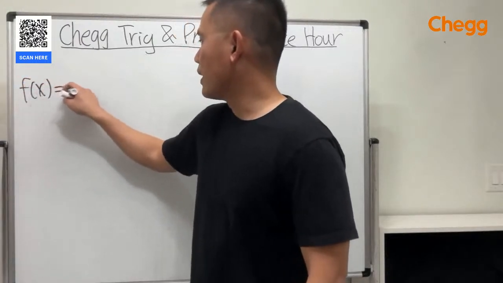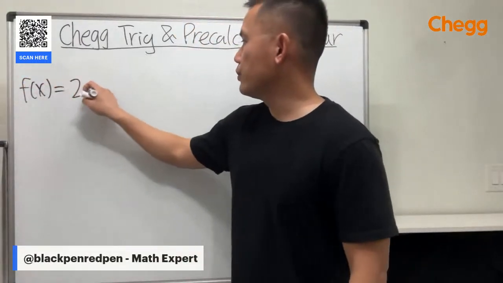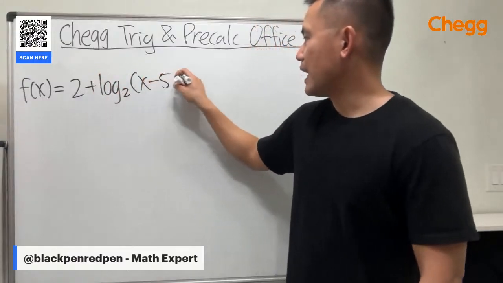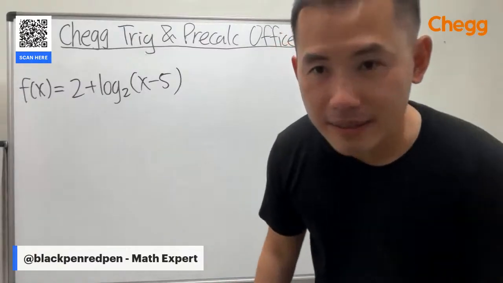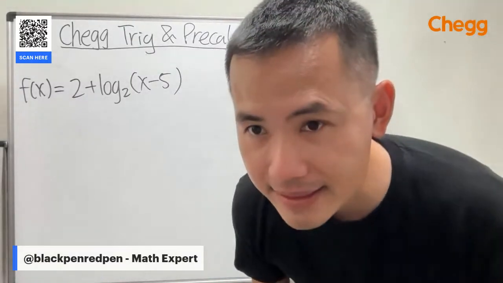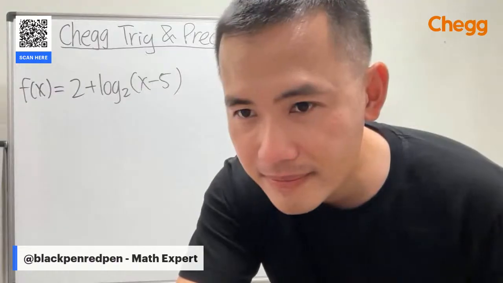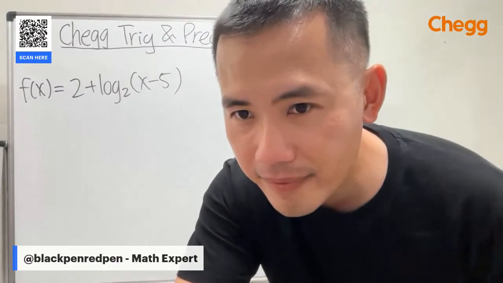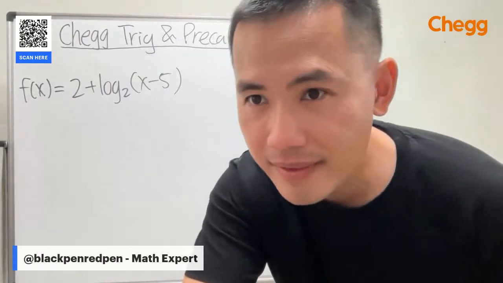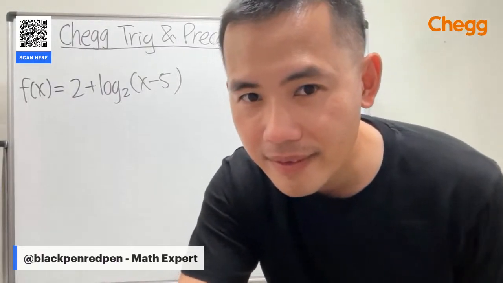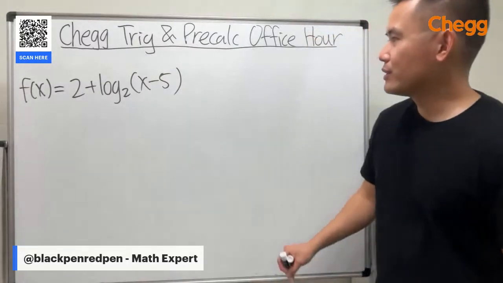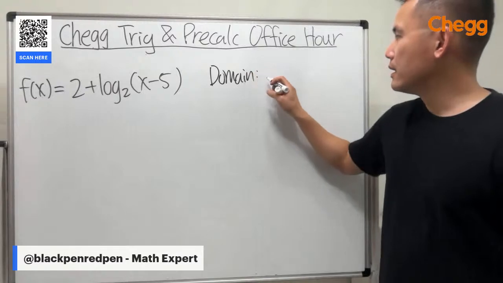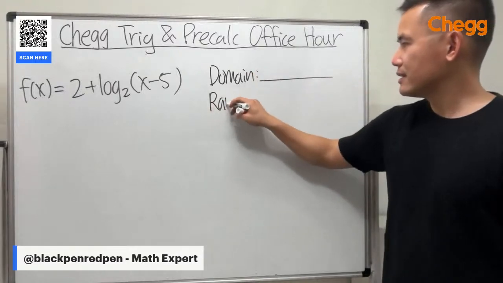So next one. How about let's just do this? Let's say you have 2 plus log base 2 of x minus 5, something like that. All right, domain and range.